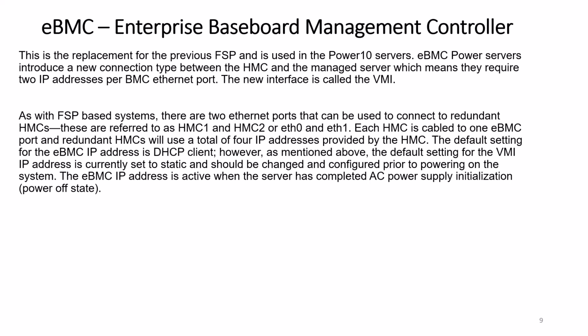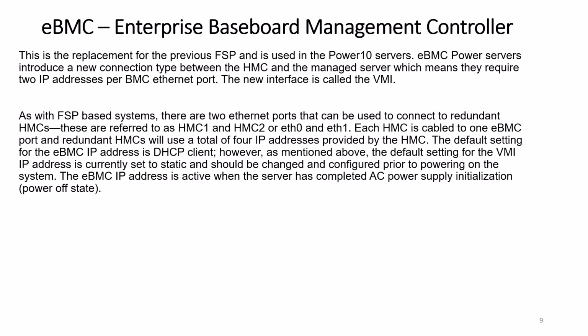So the eBMC is really the replacement for the FSP, and it stands for Enterprise Baseboard Management Controller, and it's used in the Power 10 servers. Additionally, it introduces a new connection type between the HMC and the managed server, and that interface is called the VMI. This means you need an IP address for the FSP, or in this case eBMC, and an IP address for the new VMI. Both those IP addresses are on your private network, and I normally set them both to DHCP.